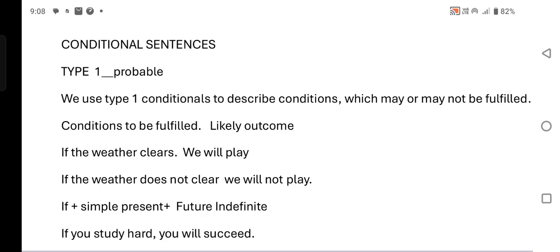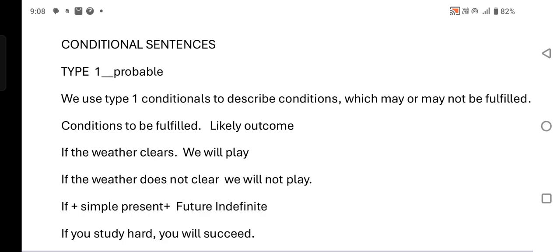In this video, I discuss conditional sentences. There are three types. Now we discuss type 1 and type 2 in this video.